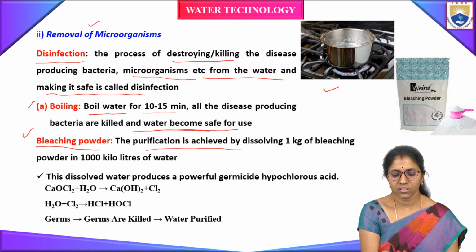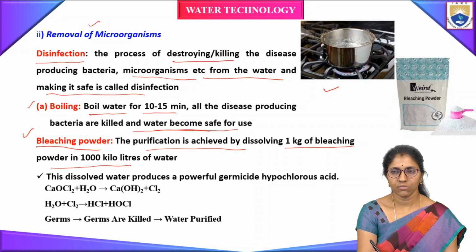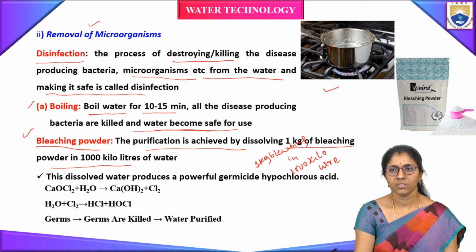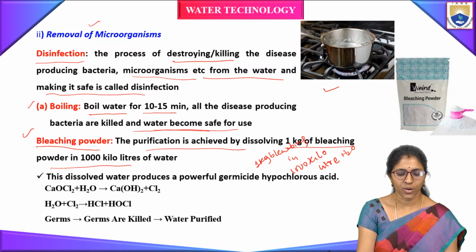Second one is bleaching powder. The purification is achieved by dissolving 1 kg of bleaching powder in 1000 kiloliters of water. So we have to add 1 kg of bleaching powder in 1000 kiloliters of water. Then the microorganisms which are present in water are killed by bleaching powder.